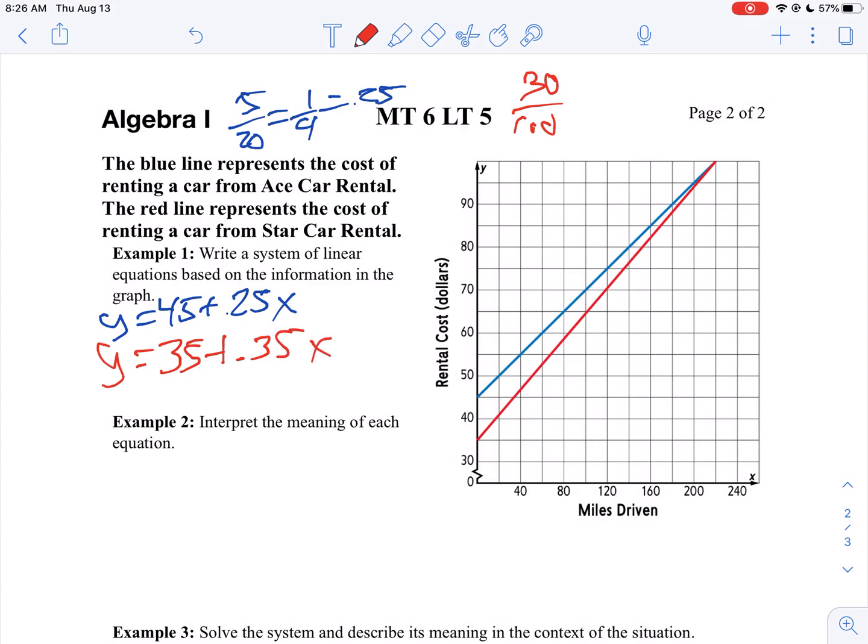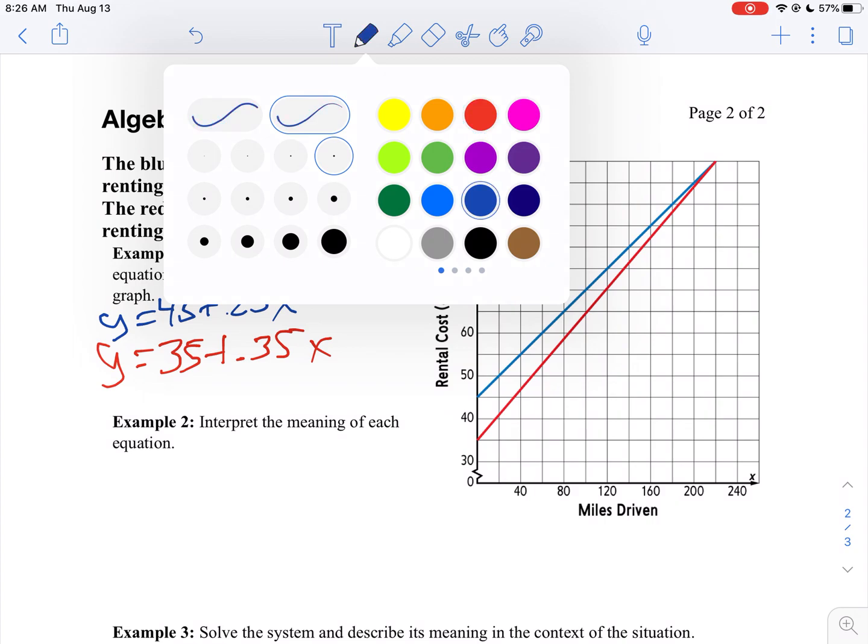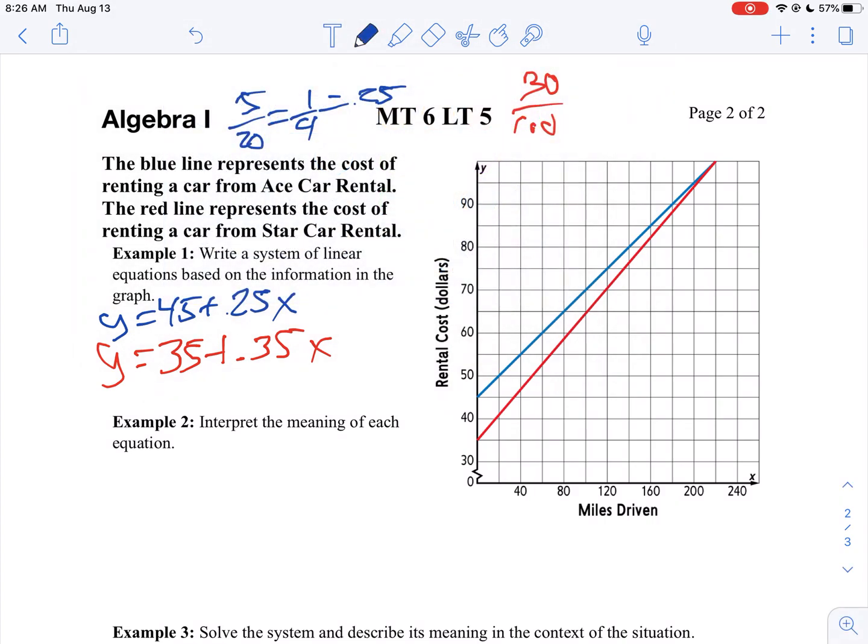Now let's put that in terms of the meaning for each equation. So we'll start with Ace. So Ace charges $45 plus 25 cents for each mile.